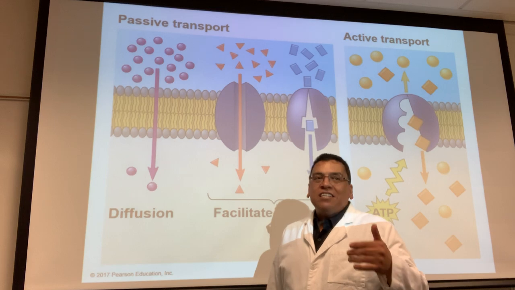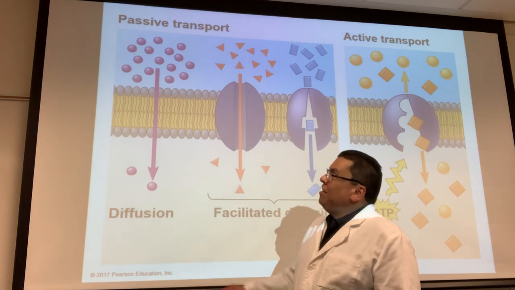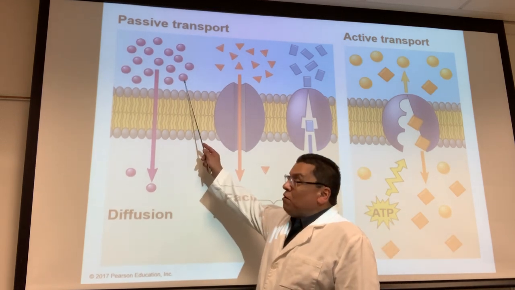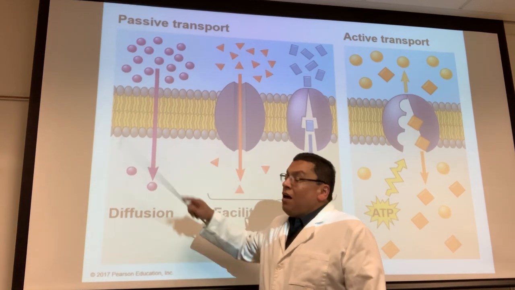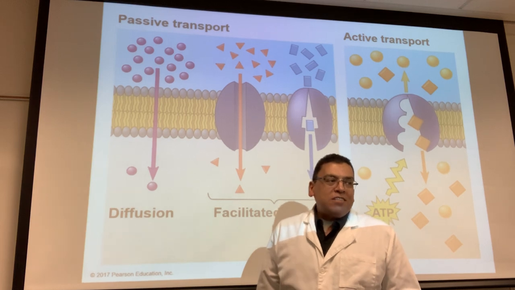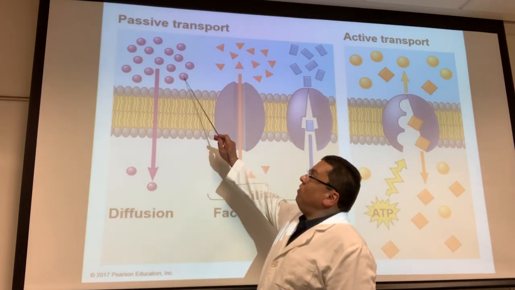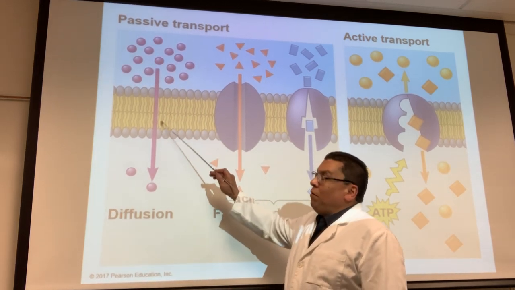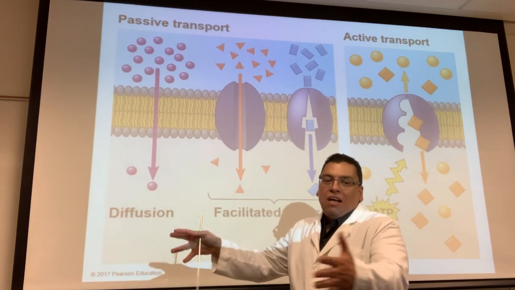The other thing that is allowed through the membrane is something that is hydrophobic. If whatever it is is also hydrophobic, and this is hydrophobic, hydrophobic likes hydrophobic, so it will allow it through. Like steroids. If this is a steroid, it will be allowed to go through the cell membrane.